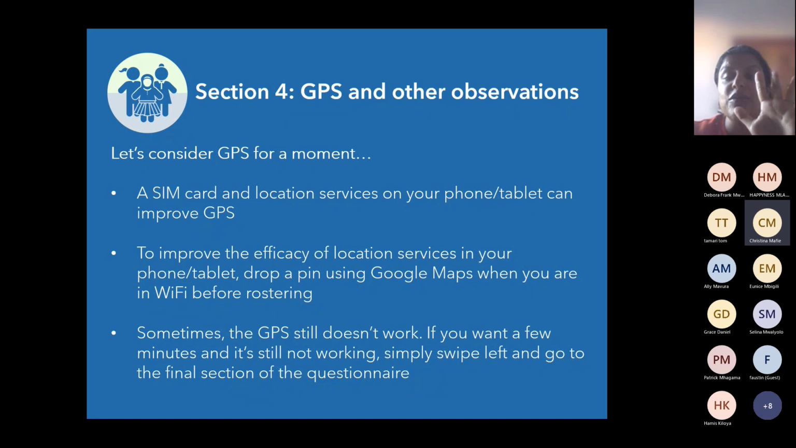It can also improve the efficacy of location services by dropping a pin. When you are on Wi-Fi, just open Google Maps and drop a pin so that the phone knows where it is. Verify that the phone gets it right: oh, I'm at my office. Good, the phone knows that I'm at the office. Once you're out of Wi-Fi, hopefully the phone has realized where you're going and can track it. And again, sometimes the GPS still doesn't work. If you take a few minutes and it still doesn't work, you simply swipe left and go to the final section of the questionnaire.